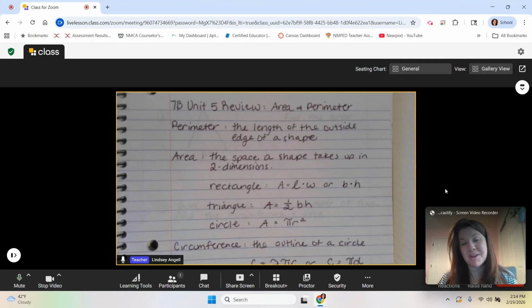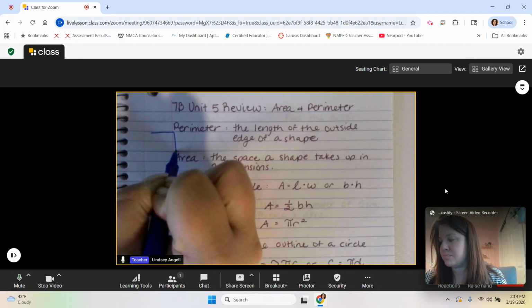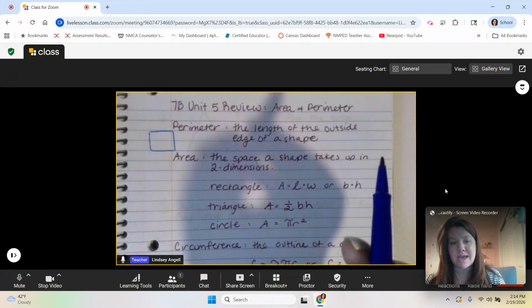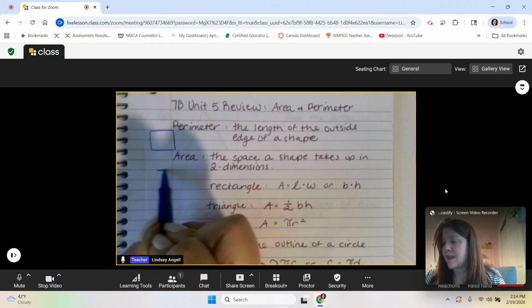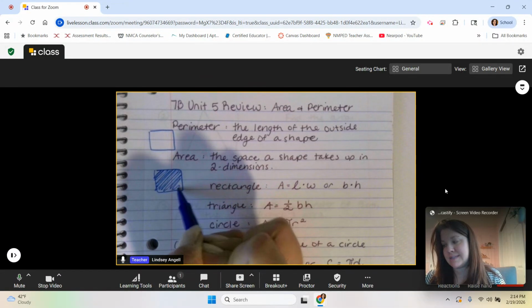Okay, so perimeter is the length of the outside edge of a shape. Area is the space a shape takes up in 2 dimensions. So perimeter would be like if you were to put a string around the edge of that shape. Area would be like the space that it takes up.